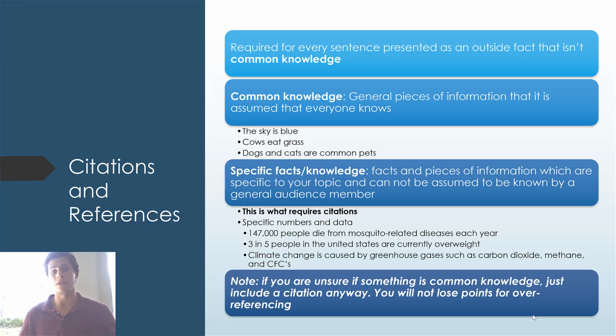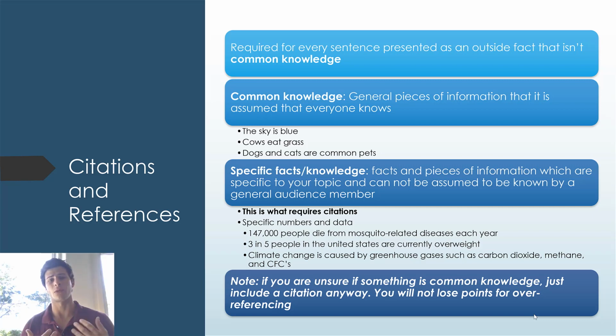Now, next, we're just going to go into where it is appropriate for you to add a citation and where it might not necessarily be very appropriate. Basically, citations and references are required for every sentence that you present as an outside fact to the reader, which isn't common knowledge. Remember that common knowledge are just general pieces of information that it's assumed that everyone knows. Things like the sky is blue, cows eat grass, dogs and cats are common pets. Things that you know without a shadow of a doubt that your reader is going to implicitly know and understand.